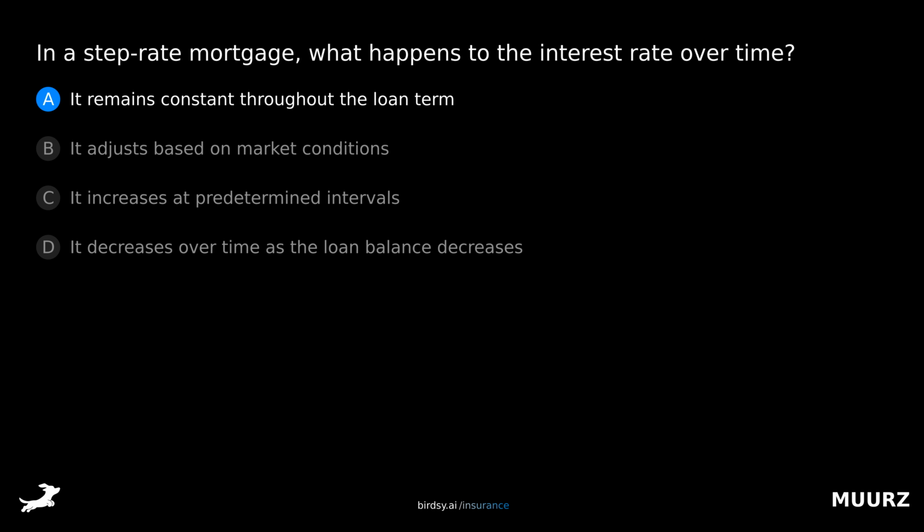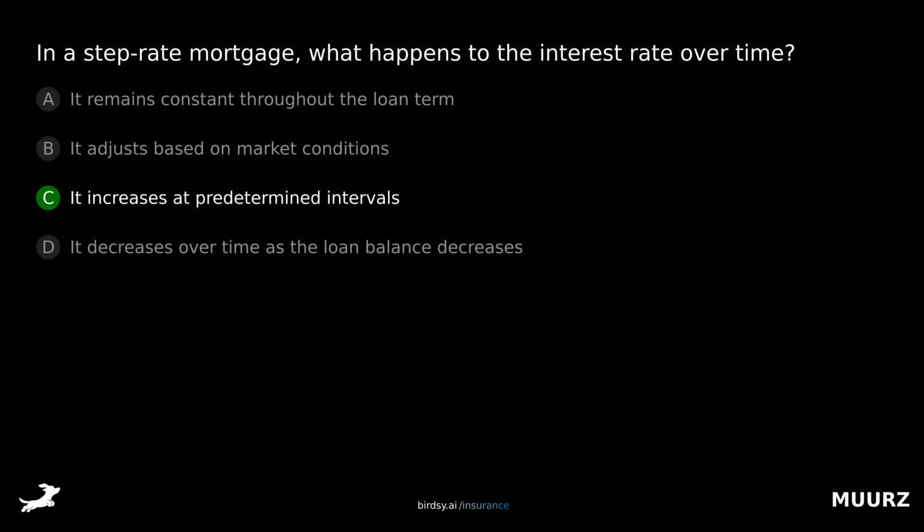Is it A, it remains constant throughout the loan term? B, it adjusts based on market conditions? C, it increases at predetermined intervals? Or D, it decreases over time as the loan balance decreases?